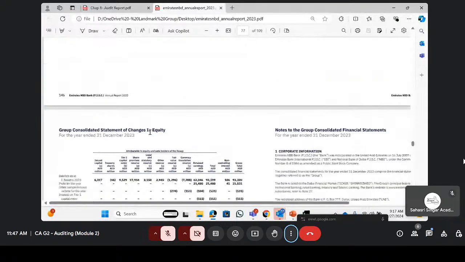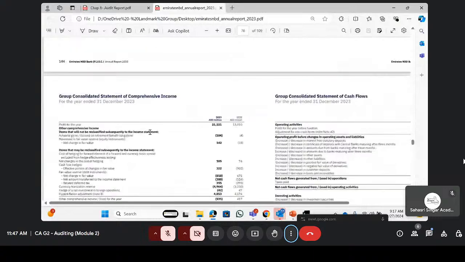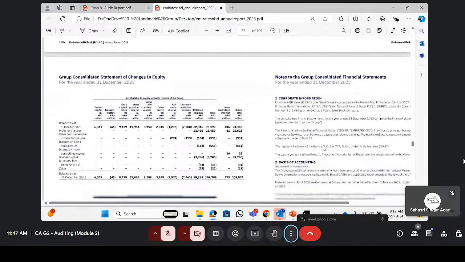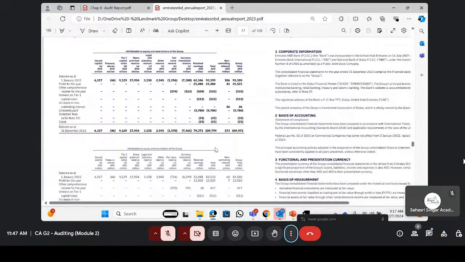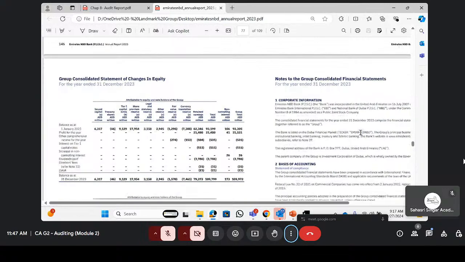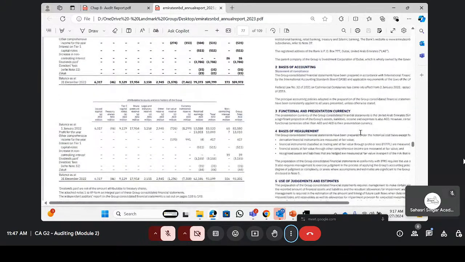Equity is there. I think cash flow will also be here. See here, cash flow is here. You can see operating activities, financing activities, investing activities, all are here. Cash flow is also here, and also the equity movement. This is the most important thing, and then it is followed by the notes to accounts. Notes to accounts are prepared by either IFRS or accounting standards. Here they prepare by IFRS. You can see they have mentioned all the numbers.